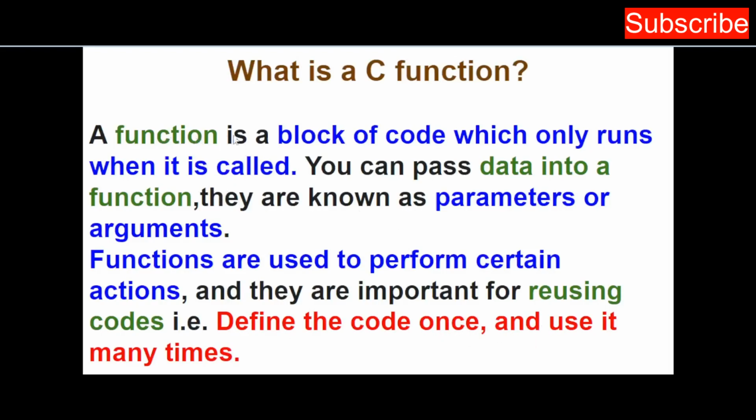So a function is a block of code which only runs when it is called. You just call it and use it, and once you are done with it, you continue with your program. Any other instance you need it, you call it again. So you define the code just once and use it many times. That's the reason why you need a function. That's why you need to learn how to use functions in C programming.